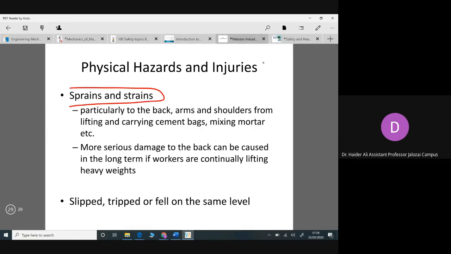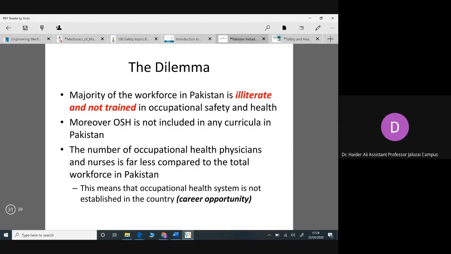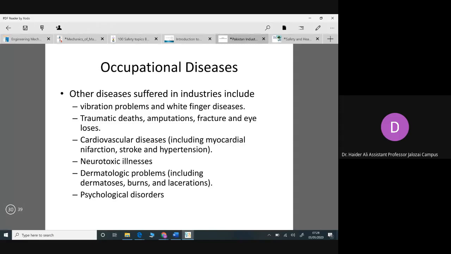Sprains and strains, slipped, tripped, or fell on the same level. There are different types of occupational diseases that are relevant to the cement industry. Vibrational problems and white finger diseases, traumatic deaths, amputations, fractures, and eye losses. Now, sorry, this is more like generic occupational diseases that could possibly happen to anyone in a work environment. And the list is long, and this is not as extensive as it should have been. There are many more diseases or occupational hazards present. This is just the tip of the iceberg.